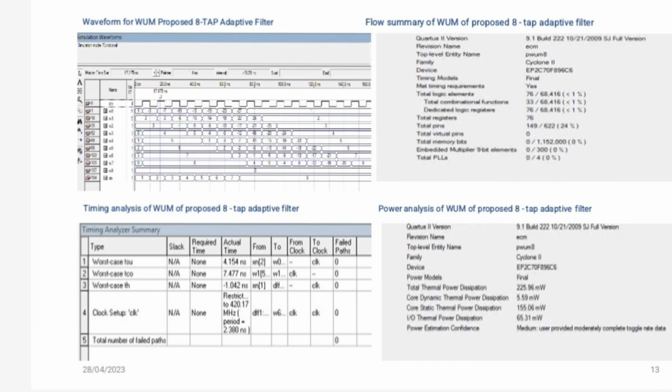The flow summary represents the total area, or total logic elements, acquired by the weight update module. It's 76, and the time required for the weight update module for the proposed adaptive filter is 4.154 ns, and the power taken by the AWM for the 8-tap adaptive filter is 225.96 milliwatts.